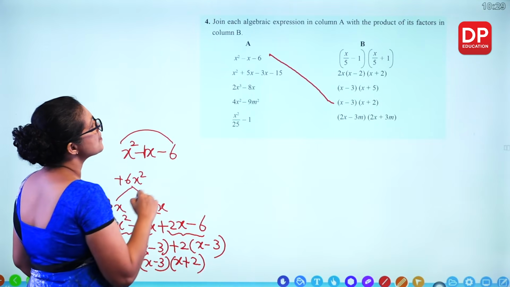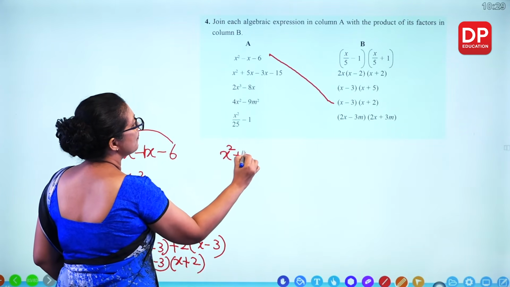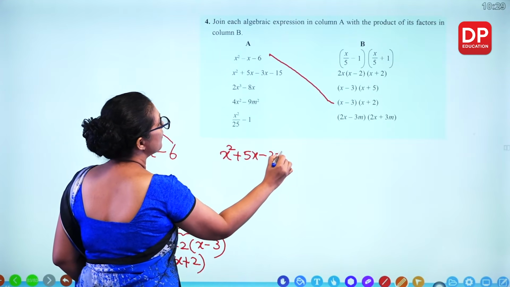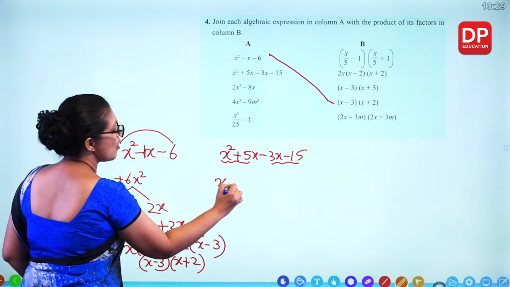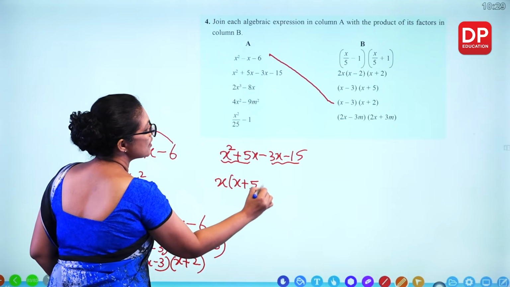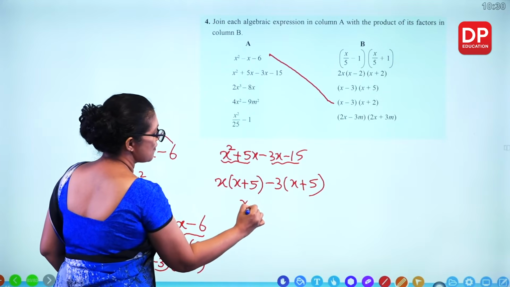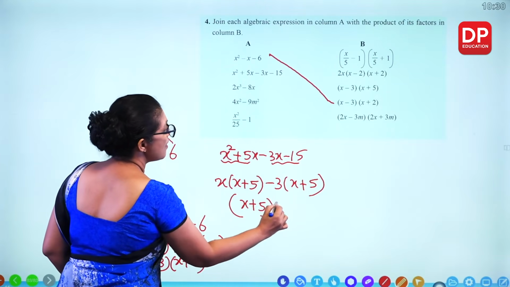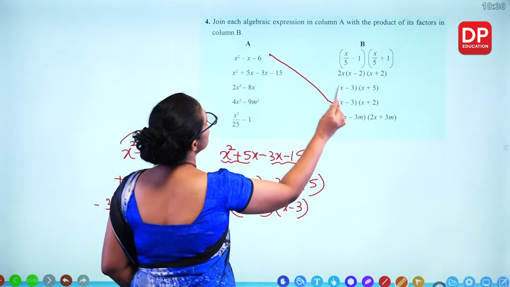This one has 4 terms. So we'll take 2 at a time. X is common, take it out. Here minus 3 is common, take it out. So what are the factors? X plus 5 and x minus 3. Here you get it.